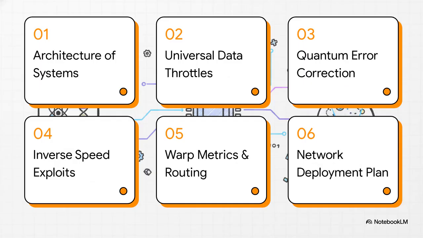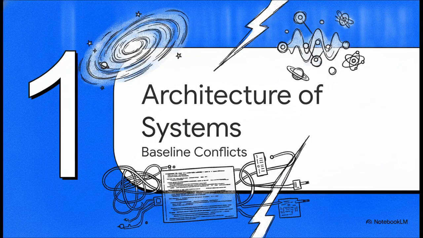So, here's our sprint planning agenda for today. We'll be hitting 1. Architecture of cosmic systems. 2. Universal causal data throttles. 3. Quantum error correction protocols. 4. Inverse speed metric exploits. 5. Warp metrics and data routing. And finishing up with 6. Quantum network deployment roadmap. Let's kick things off with Section 1, Architecture of Cosmic Systems, and identifying the baseline conflicts.